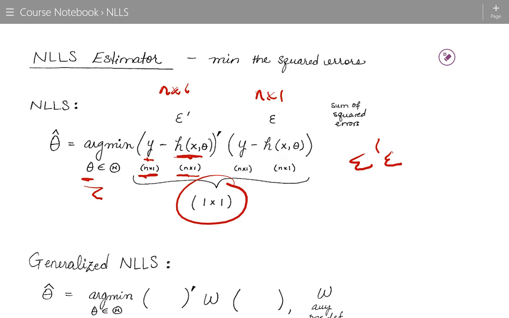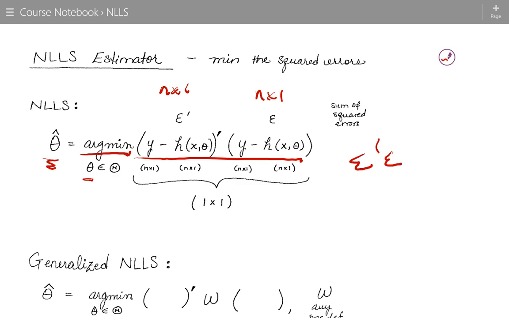Clean this up a little bit. So again, you can look at the estimator. The estimator, the nonlinear least squares estimator, is the theta that minimizes the sum of squared errors, where the error is defined as the observed y minus the expected value, which is a function of the x's and a function of the thetas.